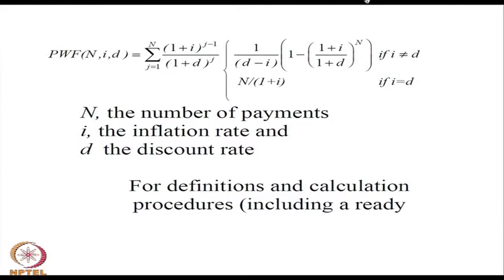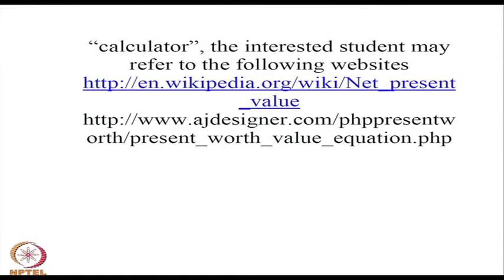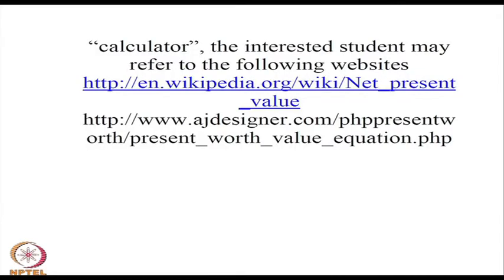So, you go through them a good number of times and you can see very good references even in Wikipedia and another website, edgeasdesigner.com, where you have even the so-called calculators. Just you give I, D, N, it will tell you the present worth factor of the quantity that you are looking for, and then you make sure your calculation is correct. Okay.